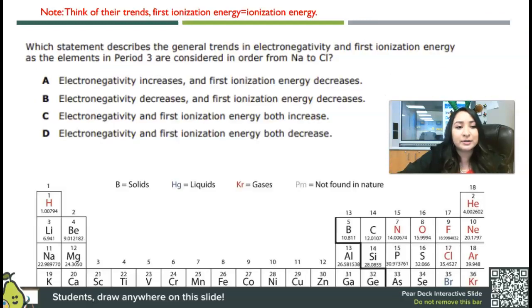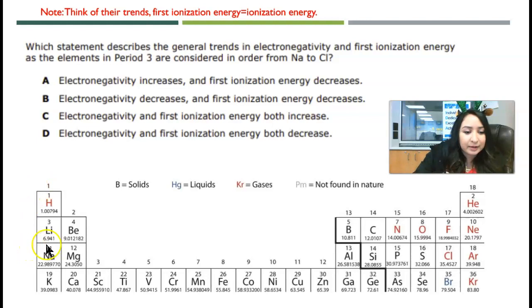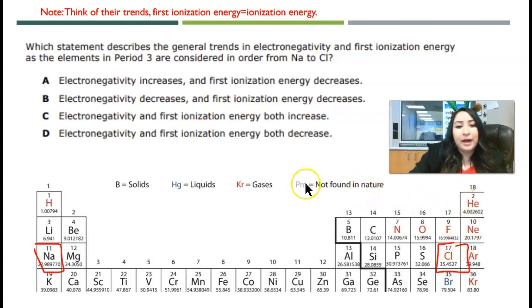Which statement describes the general trend in the electronegativity and first ionization energy as the elements in period 3 are considered in order from Na to Cl? Go ahead and pause the video. So here I have sodium, Na, right here, and then I have chlorine over here, Cl. As we're going from sodium to chlorine, does electronegativity increase or decrease? Does ionization energy decrease? Or do they both increase or decrease?